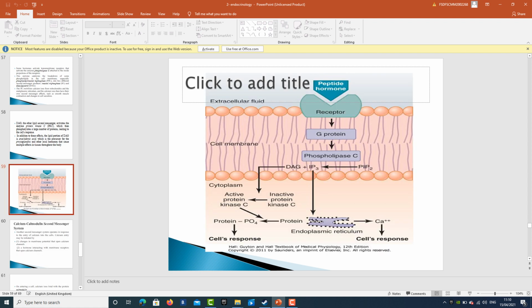How the peptide hormone is going to bind to the receptor, activating the G protein, leading to the lipid membrane breaking down by phospholipase C, going to affect the phosphatidylinositol diphosphate, leading to IP3 and DAG formation, IP3 leading to the release of calcium ions, whereas diacylglycerol is leading to the kinase action, forming the protein, leading to cell response.